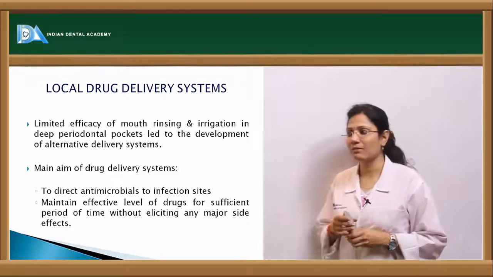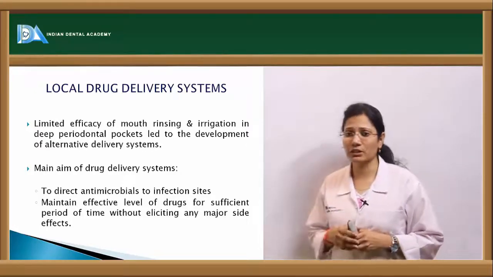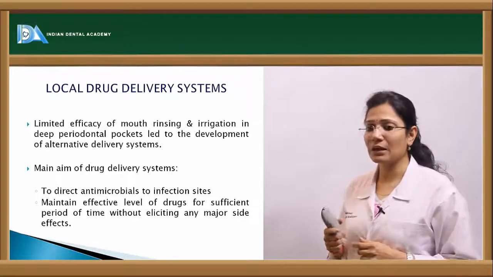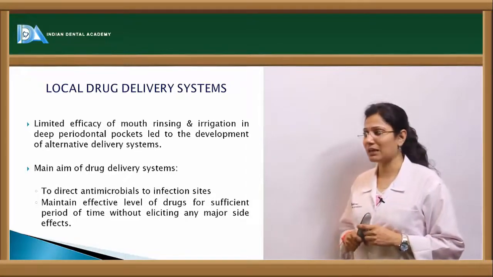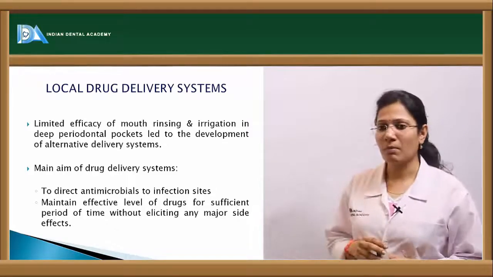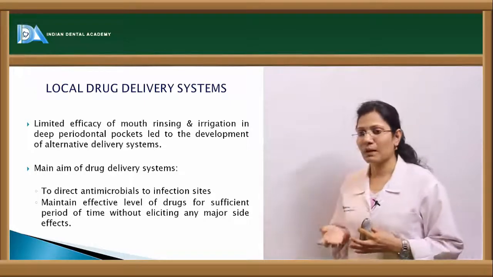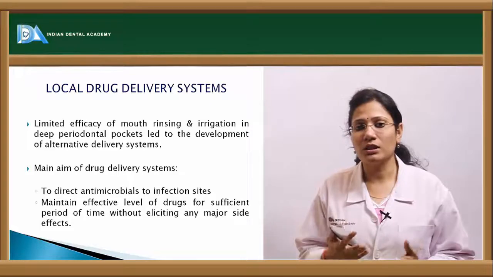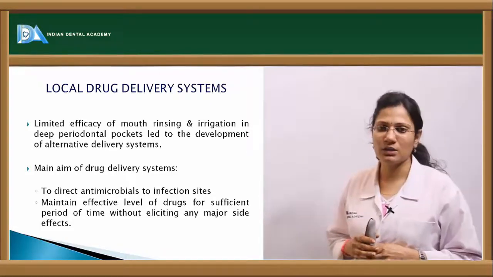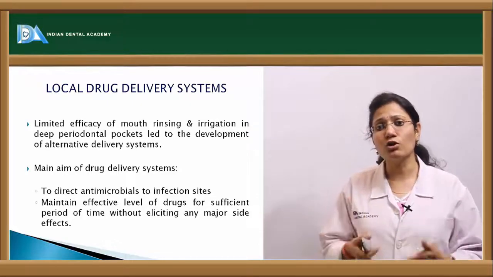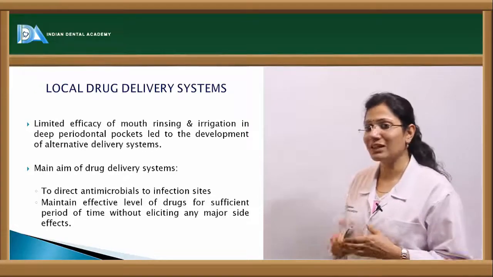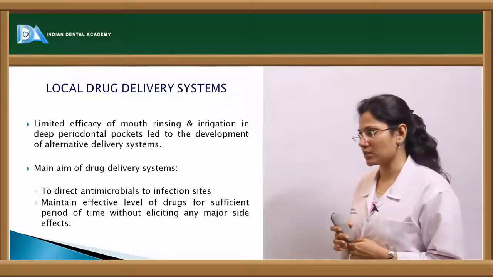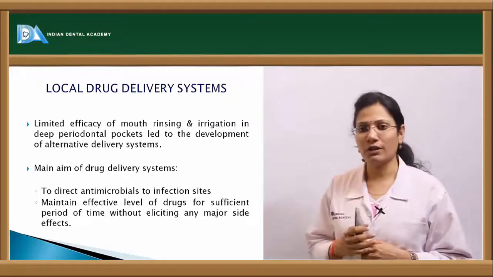Now these local drug delivery systems arose because of the limited efficacy of mouth rinsing and irrigation in deep periodontal pockets. This led to the development of alternative delivery systems. The main aim of the drug delivery system is to direct the antimicrobial agent to the infection sites. Mouth rinsing and subgingival irrigation cannot be expected to get the entire drug to reach the base of the pocket, and the substantivity of the drug is not long. If you use chlorhexidine, it probably stays for 12 hours and then it doesn't act. You have to keep using it repeatedly, and you don't know the depth of penetration of the mouthwash. So with these limited efficacies, alternative methods came into research, and they came up with local drug delivery systems, the main aim being to direct the antimicrobial agent to the infection sites.